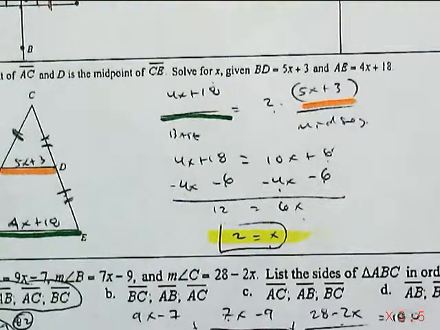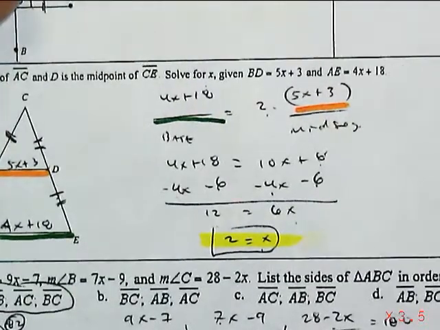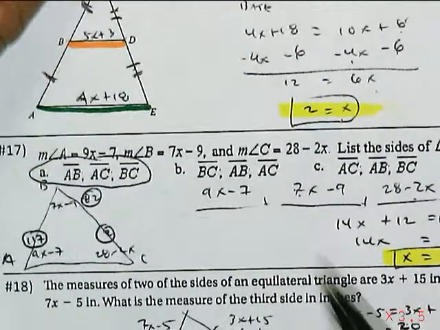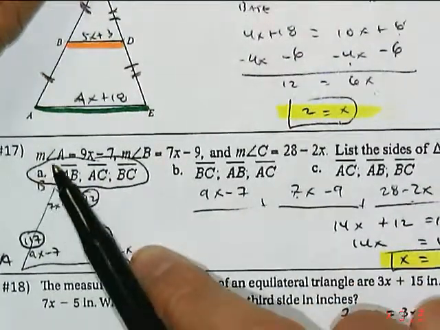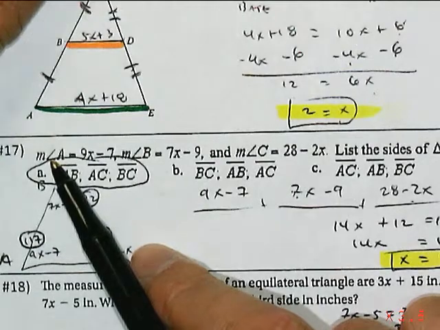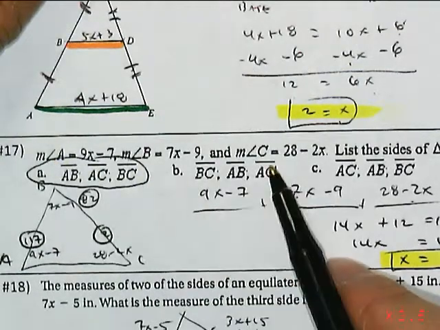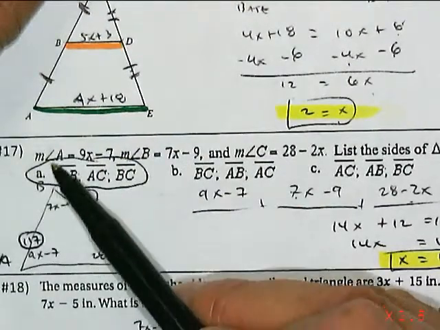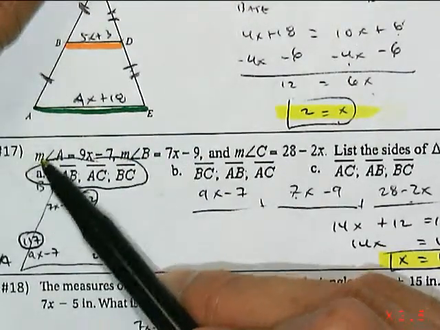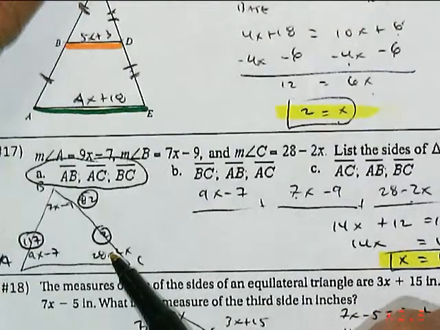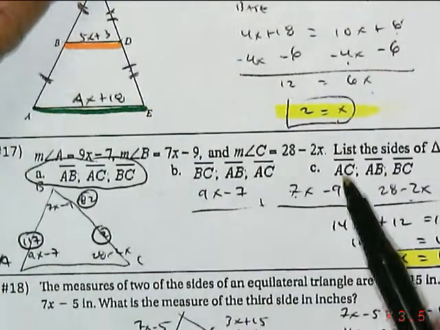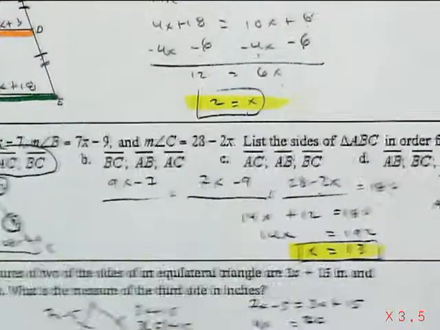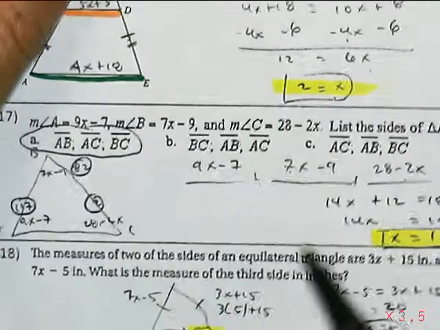Question number 17. It gives us the 3 angle measures of angle A, B, and C. So I put that in my triangle. Notice how their angle measures, measure angles. It says list the sides of triangle ABC in order from shortest to longest. So if I can get some angle measures, then I can tell about the sides.